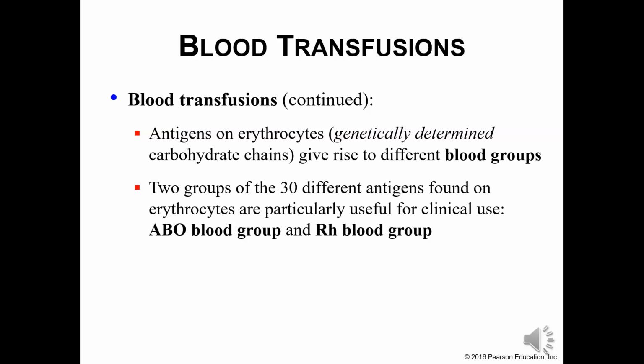Remember, antigens on red blood cells are genetically determined carbohydrate groups on the red cell membrane, which give rise to the nearly 30 different blood groups. Two groups of the different antigens found on your red blood cells are particularly useful for clinical use. These are called the ABO blood group and the RH blood group.